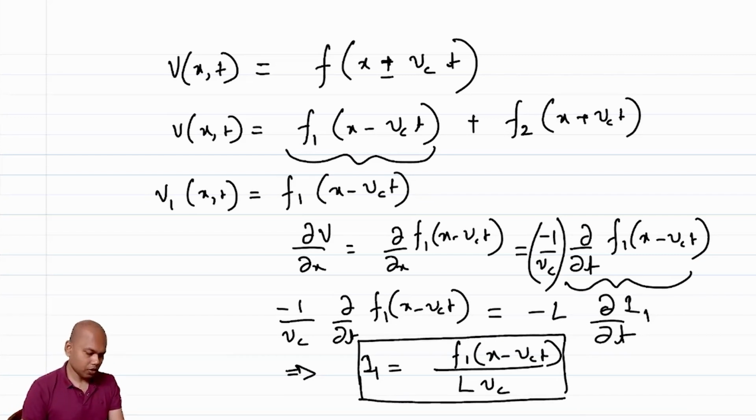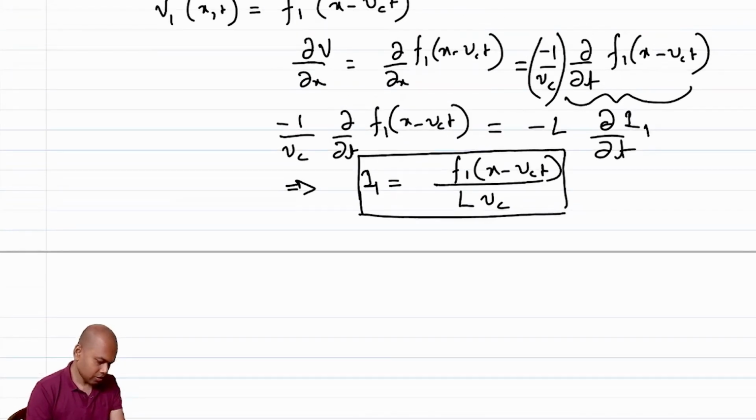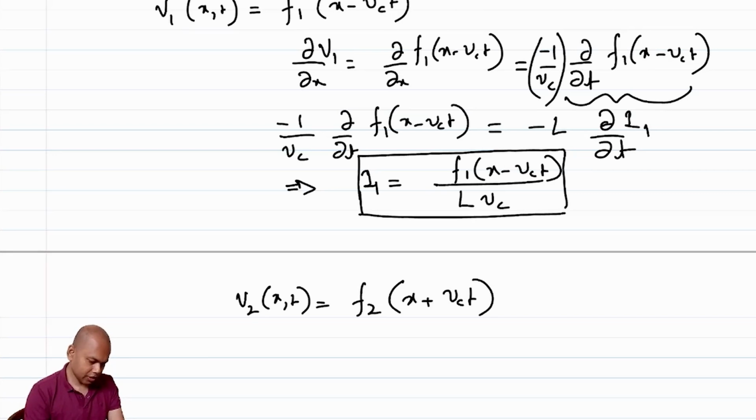So similarly, we can do the same thing for f2. So this should have been v1. If I say that v2 of x comma t is equal to f2 of x plus v_c t, then I follow the same steps.